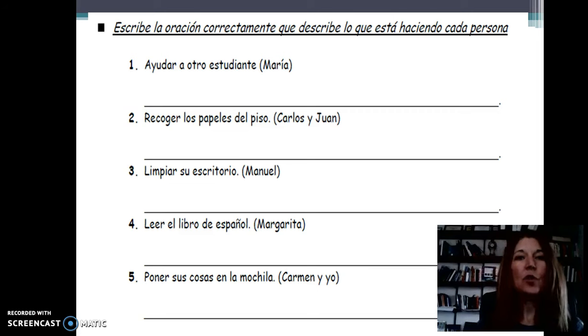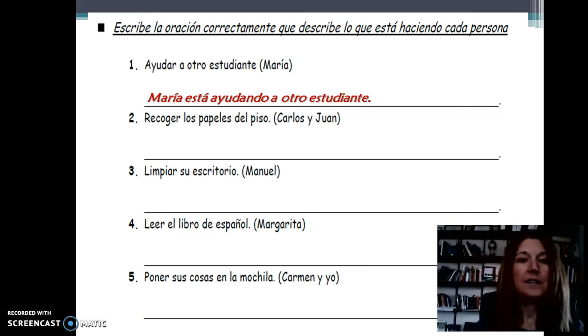Let's do some practice. Escribe la oración correctamente que describe lo que está haciendo cada persona. I want to know what each of these people are doing. So the first one is Maria. ¿Qué está haciendo Maria? Maria, and you can pause it and write down your answers and then take a look at the answer after you've written it down, just to make sure you understand it. Maria está ayudando a otro estudiante. All right, so we have the verb estar to show what she is, and this is the doing part, helping another student. Carlos y Juan.